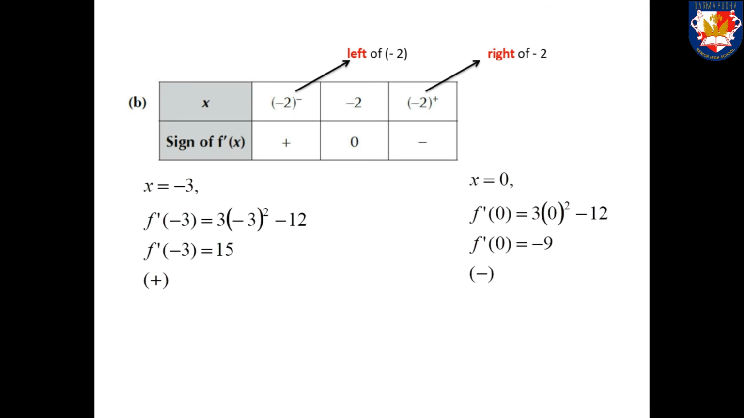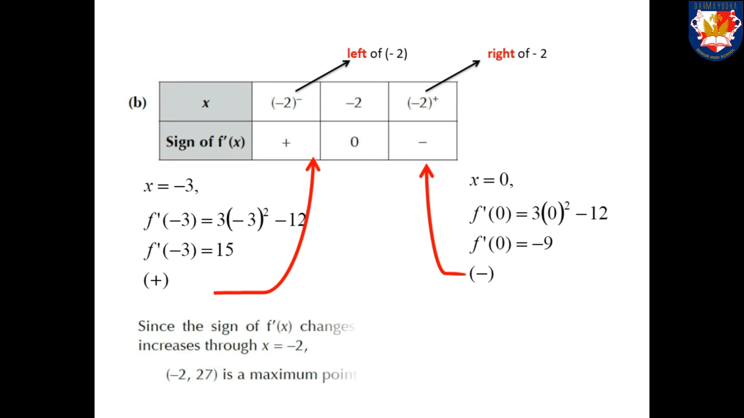Now we can say the sign of f'(x) is positive on the left of minus 2 and negative on the right of minus 2. So, since the sign of f' changes from positive to negative as x increases through x equals minus 2, we can say (minus 2, 27) is a maximum point.